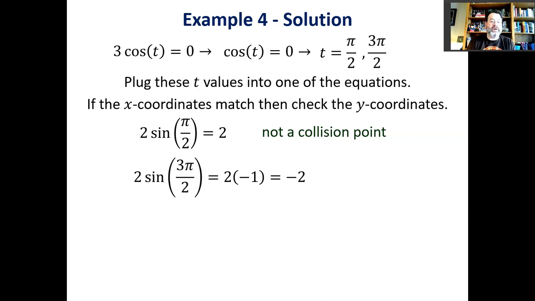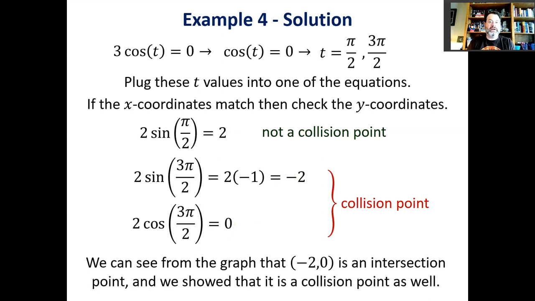Now I check 3 pi over 2. Again, I just plug it into the first equation. And I get negative 2. So this could be a collision point. But I need to check the y-coordinate, so I do that. And it turns out I get negative 2, 0. And you can see from the graph that negative 2, 0 is an intersection point.